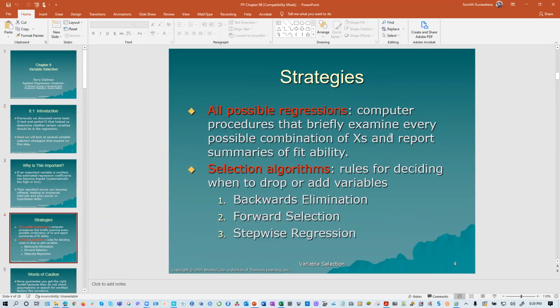That's why we are using different kinds of strategy, and then we're going to systematically use a certain algorithm to come up with the best model. That's called backward elimination, forward selection, and stepwise regression.